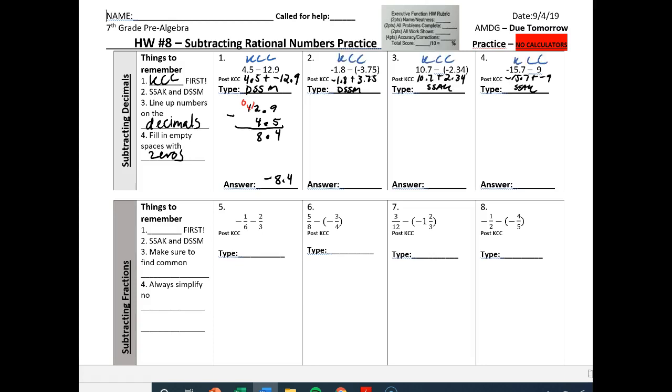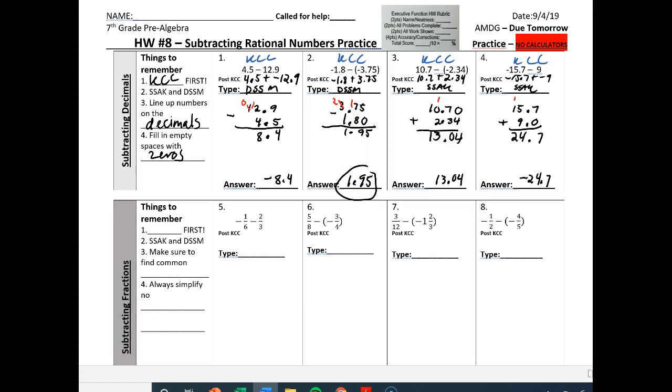Right, number 2, 3 and 4, I have done the KCC and rewritten the problem for you post KCC, and then told you what type it is. So on number 2, because I have more positives, it's a DSSM. I'm going to go on ahead and put 3.75 on top and 1.8 on bottom. Empty space gets a 0. I'm subtracting because I said it was DSSM. I'm going to need to borrow here because I can't do 7 minus 8. It becomes 17 minus 8. I get 1.95. It stays positive because I had more positives.